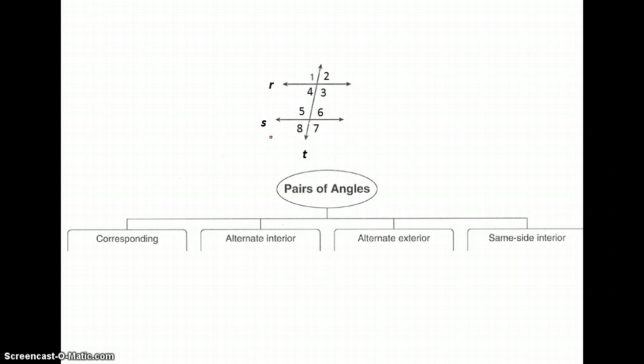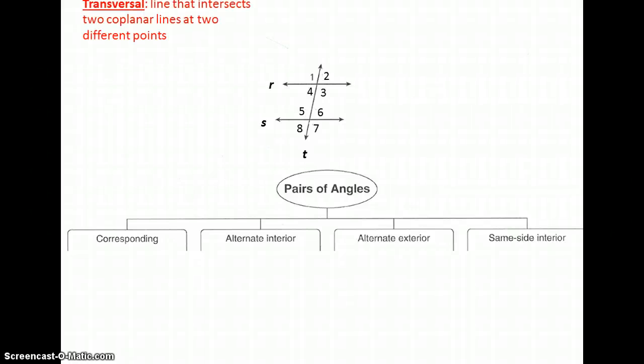We have several new vocabulary terms in this section. Our first one being a transversal. A transversal is a line that intersects two coplanar lines at two different points. So in this diagram, our transversal is line T, and we'll notice it crosses the two lines, line R and line S, at two different points. And those points would be right here and right here.